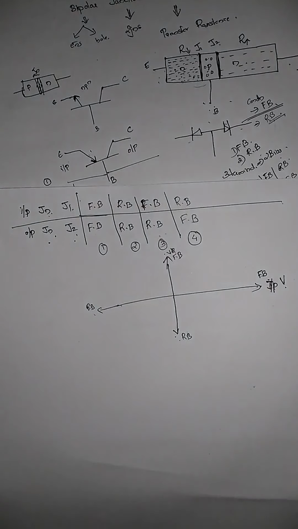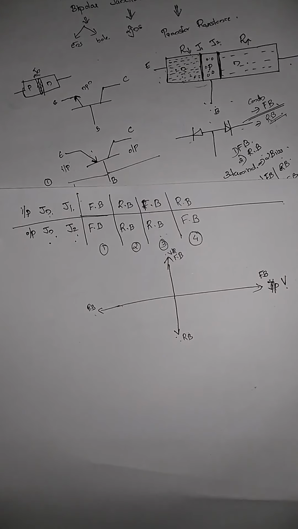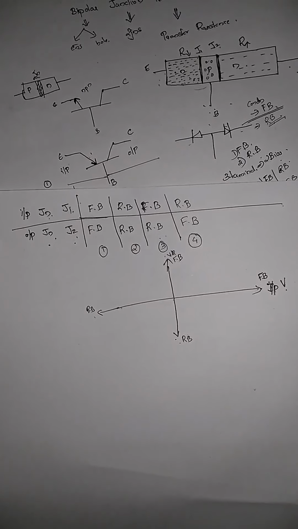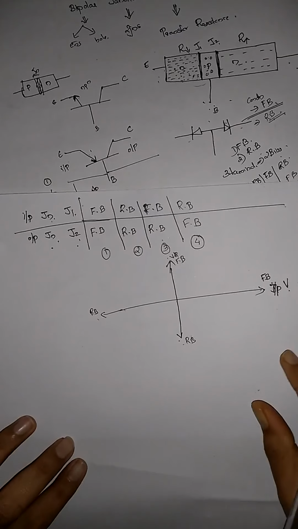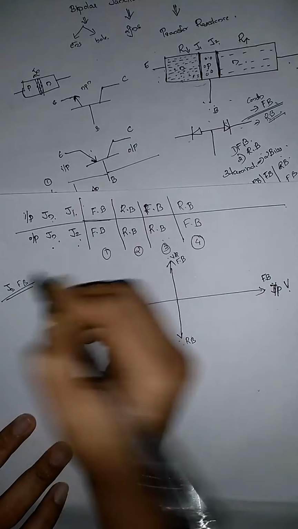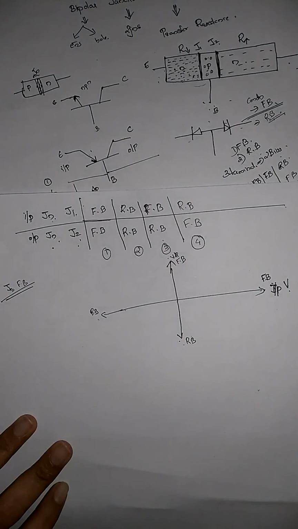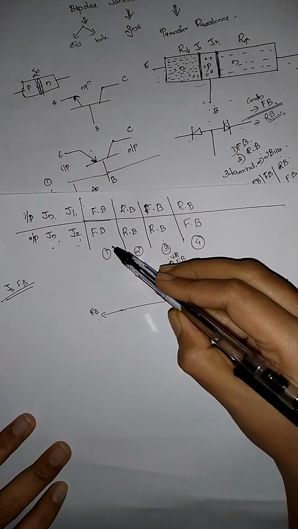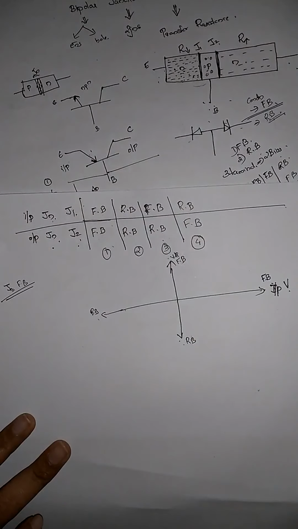So what happens if both junctions are forward biased? What happens when both junctions are forward biased? That is the first case. So when both junctions are forward biased, we know in a diode current conduction occurs when a junction is forward biased. Similarly, if both junctions are forward biased, then a large number of free electrons will enter the region.